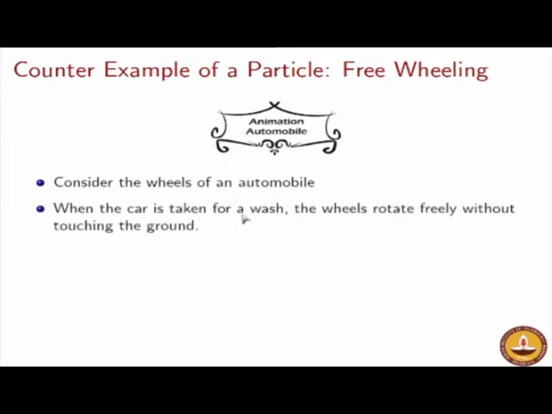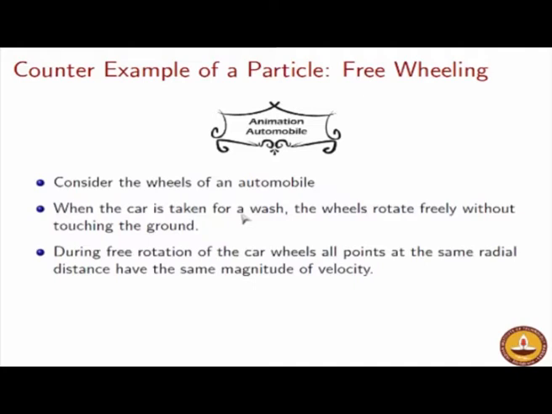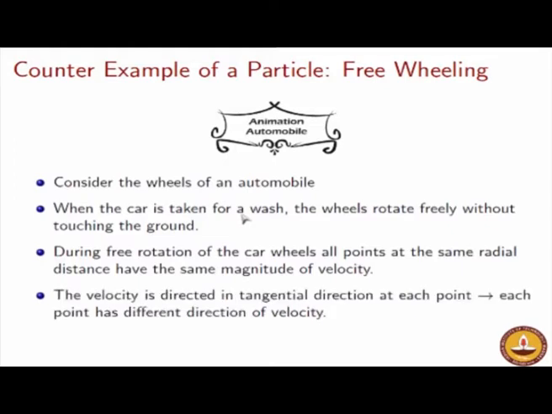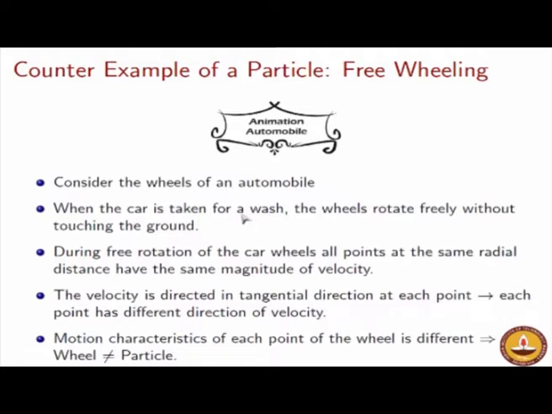So consider the wheels of an automobile. When the car is taken for a wash, the wheels will rotate freely without touching the ground, as you would have seen in the animation. During this free rotation of the car wheels, all points at the same radial distance will have the same magnitude of velocity, but the velocity will be directed in the tangential direction, and since at each point the tangential direction will be different, each point will have a different velocity, and therefore this is not the case of a particle. So the wheel is not a particle as we have mentioned. Okay, so this is a counter example.